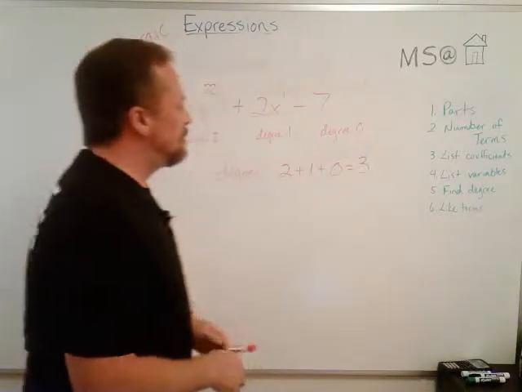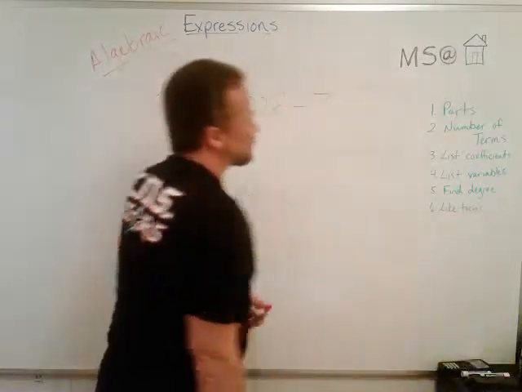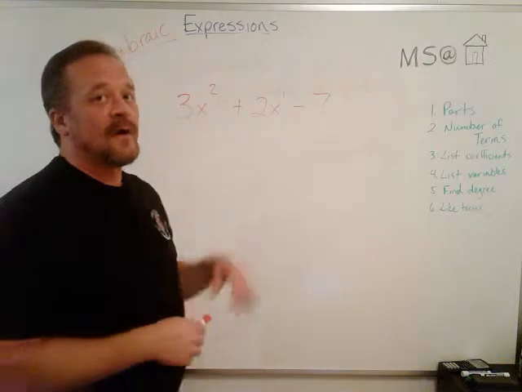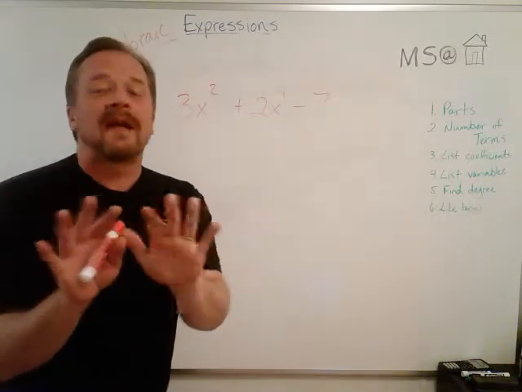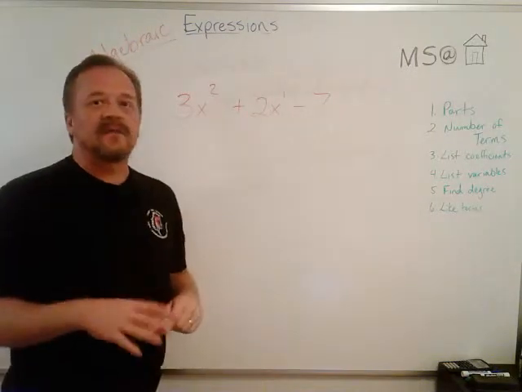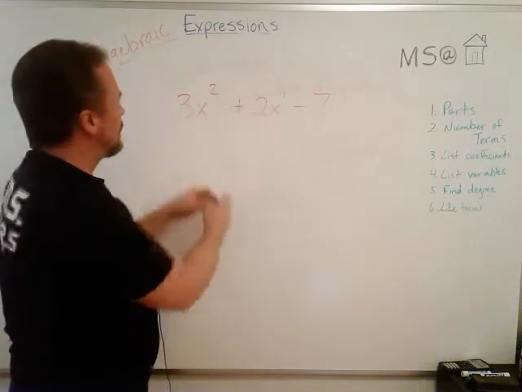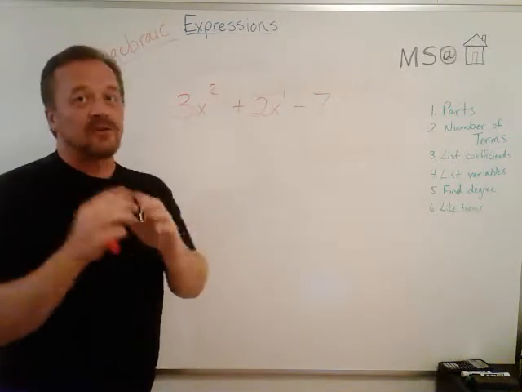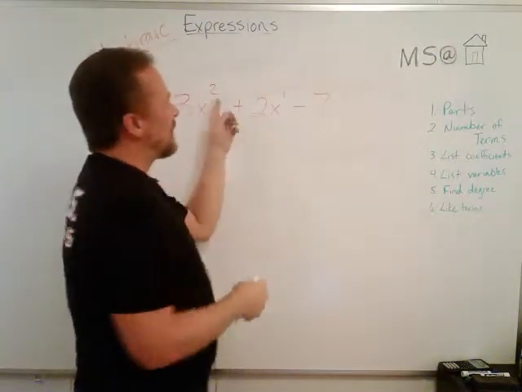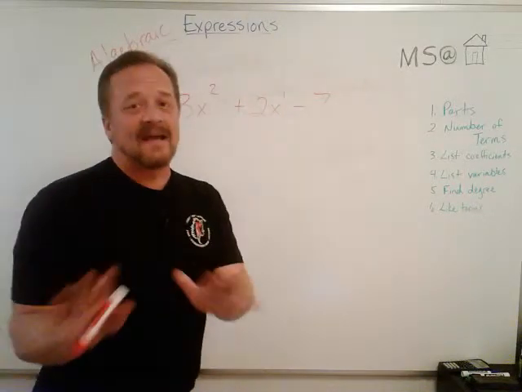But the next thing I want to talk about is what we call like terms. That's number 6 on my list. I'm going to tell you right now, this expression has no like terms. It does have the same variable here, but the terms are not like. To be a like term, this variable needs to look, with its exponent, exactly the same as this. These both have different exponents. These both have different degrees, so they are not the same.